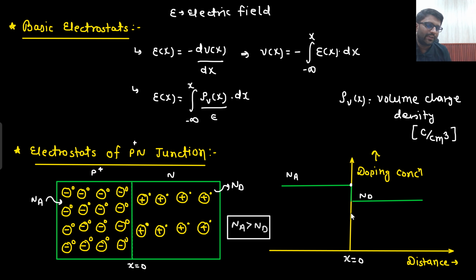Right? So if this value is 10 to the power 16, this value will be 10 to the power 15. It could be any value, but this is how I can show my doping concentration, right? Now in this particular example, can you tell which will be larger, Xn or Xp? If lesser doping, that means more depletion width. What does that mean? Xp would be lesser than Xn.